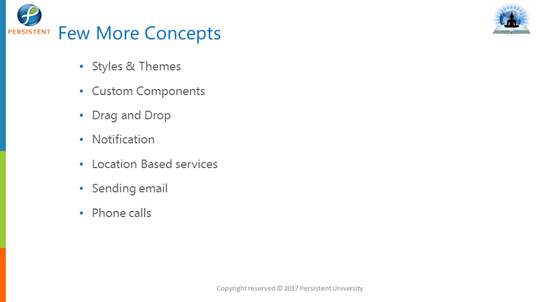Let's look at a few more concepts that are available with Android. We have a resource called style. A style resource defines a format and look for the UI. A style can be applied to an individual view from within a layout file or to an entire activity or application from within the manifest file.